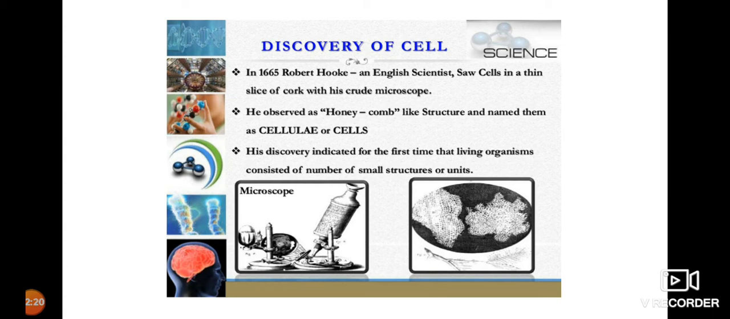Now, when he observed the cork under the microscope, he observed the cork as very small honeycomb-like structures where actually honeybees could live. Now, these honeycomb structures were referred to as cellulae, which in Latin means little room or compartments where the monks used to live. So, this is how cell came into existence.